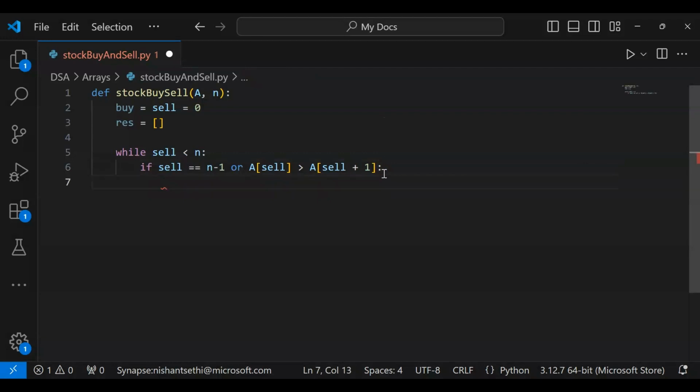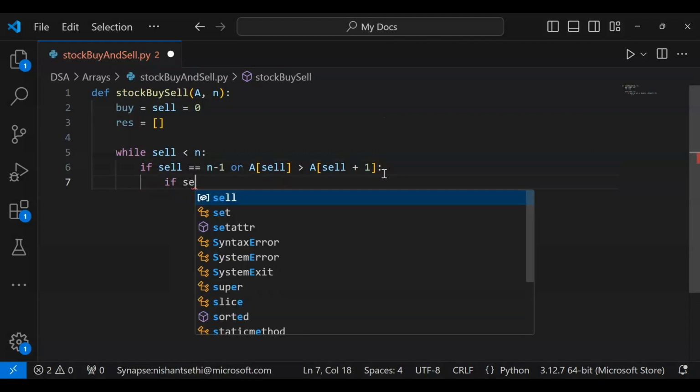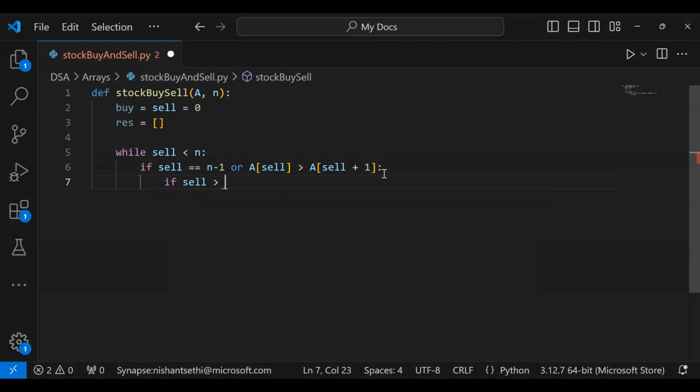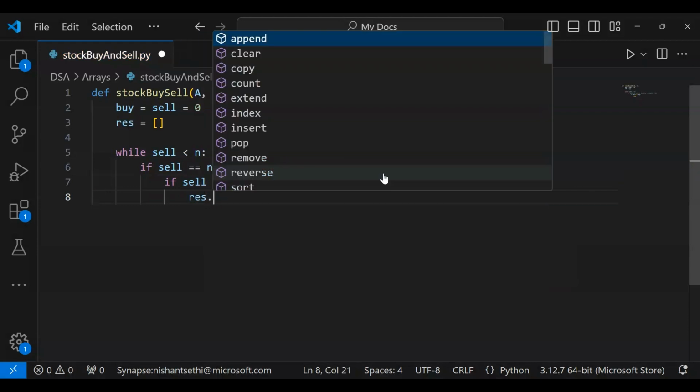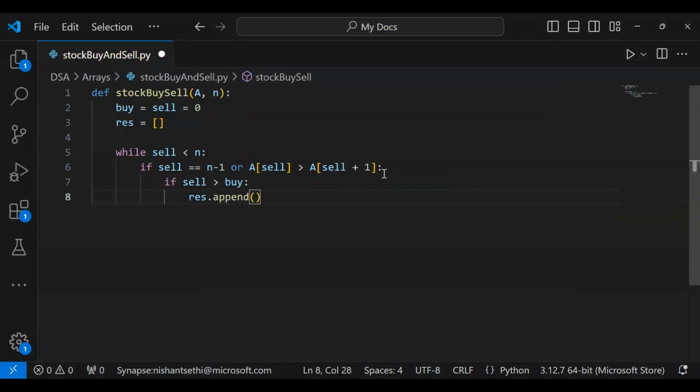Now I will handle one more corner case. If I've identified a peak day, I will check if my sell pointer, that current day, is greater than the buy day or not, right? Because if my sell day and buy day are on the same day, then there is no point in making this trade. I will be buying and selling on the same day, right? That's why I need to check if my sell pointer is actually greater than buy. Only then I will declare it as a segment, and I will append into my result array the starting and the end index of this particular segment, right?